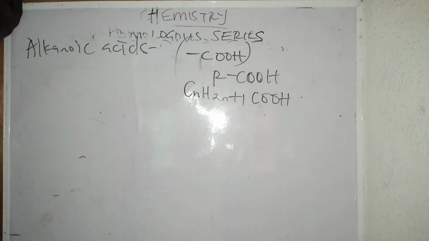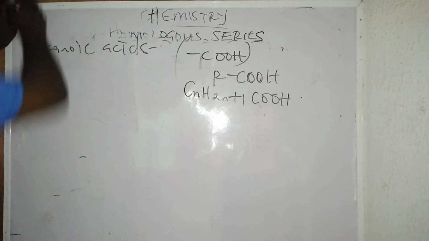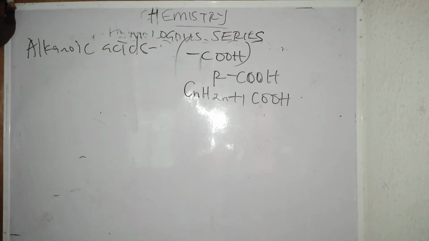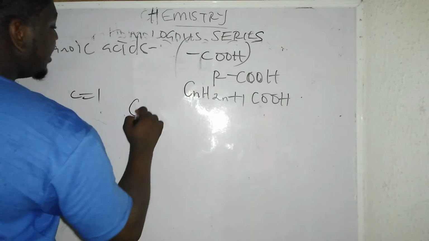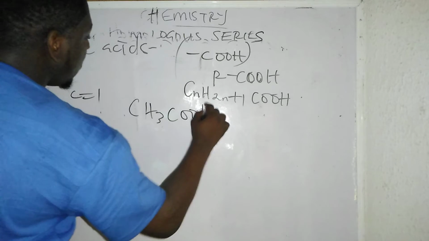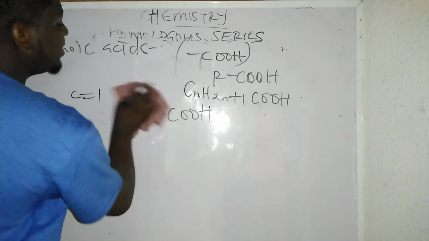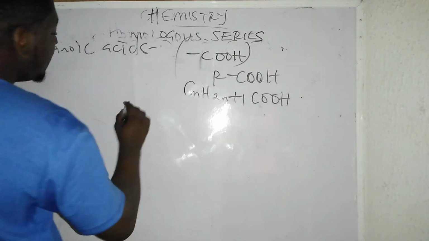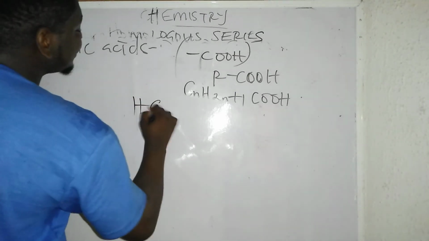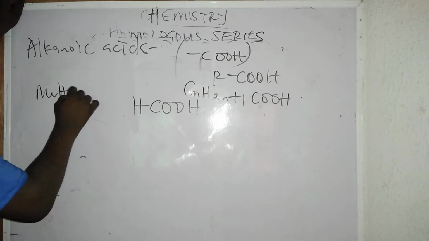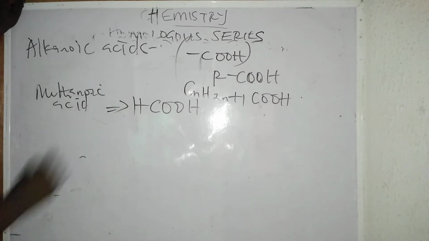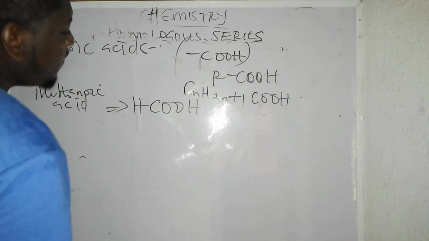CnH2n plus 1 COOH. And like I said earlier, the first member of this we might be talking about is methanoic acid. Another name for methanoic acid is formic acid, where we have our carbon equals to 1. The formula for methanoic acid is HCOOH. HCOOH for methanoic acid.